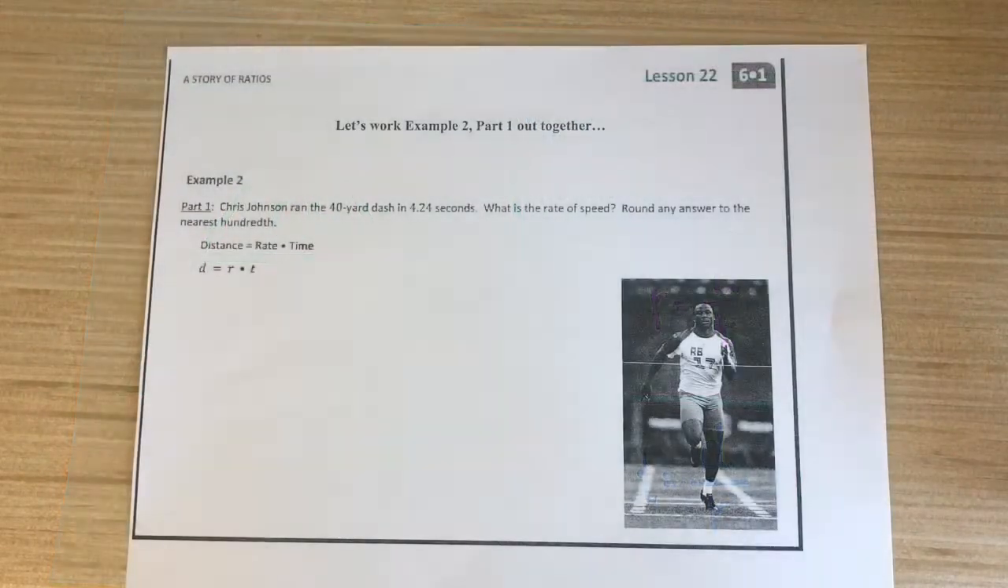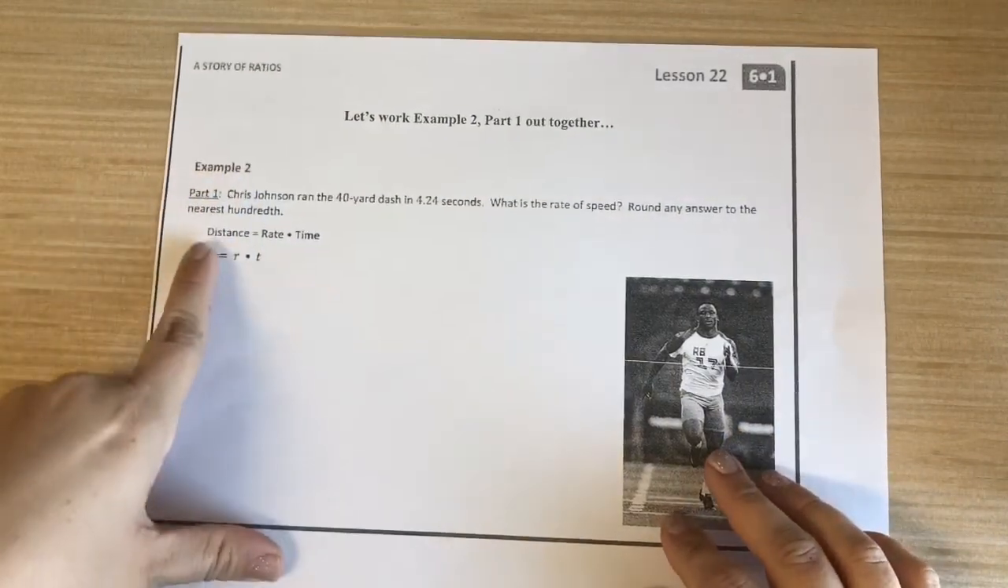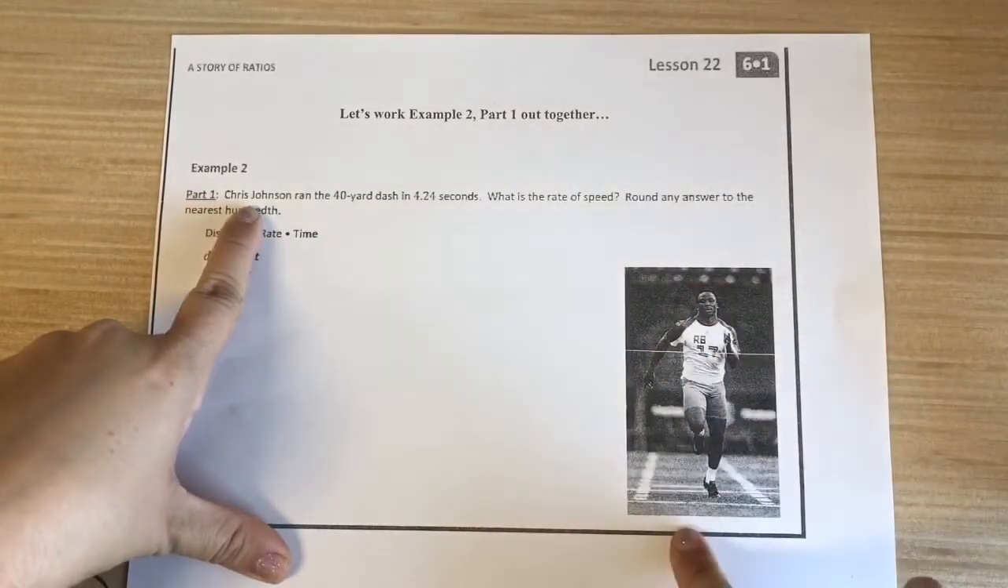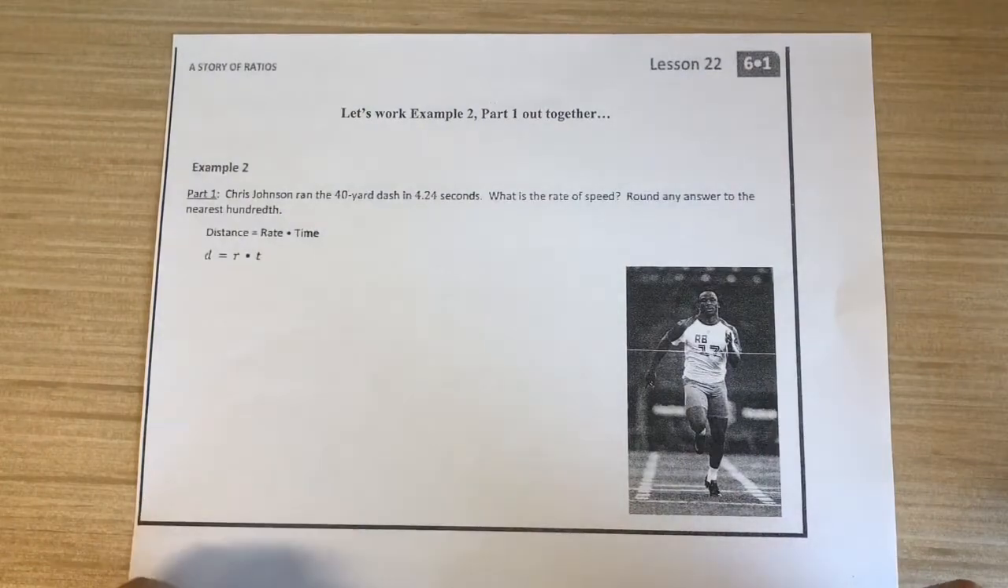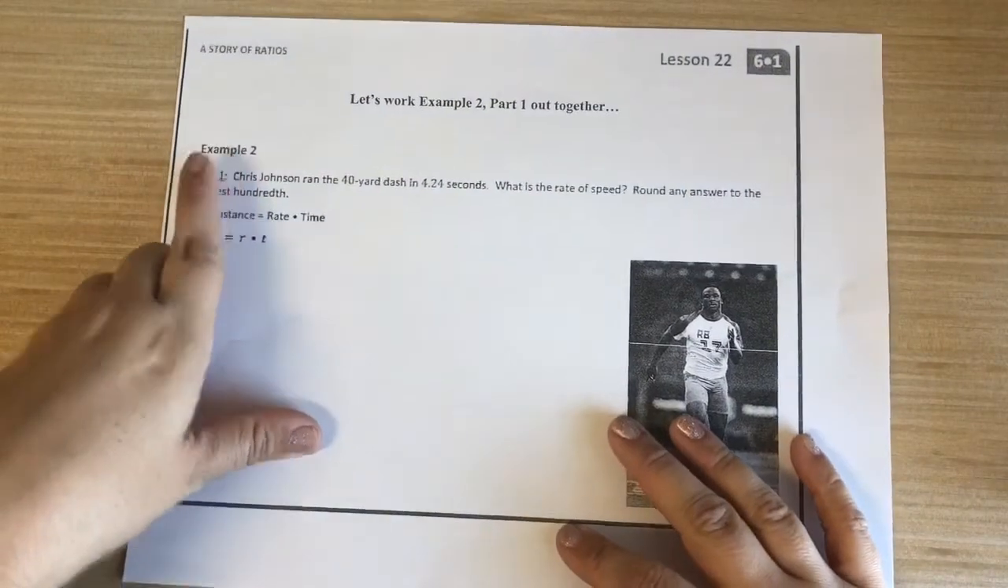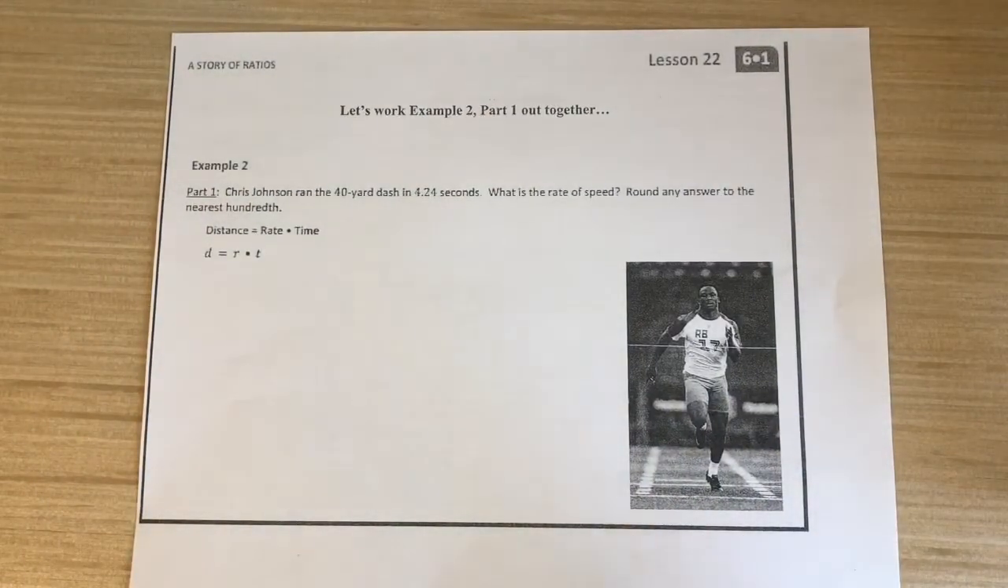All right, so you are going to skip to, you want to find example 2, and it says part 1, it's talking about Chris Johnson, and he's a runner, so you should maybe see his picture. I don't actually know what your copy would look like, but example 2, part 1, Chris Johnson. That's what we're skipping forward to. Chris Johnson ran the 40-yard dash in 4.24 seconds, or 4 seconds and 24 hundredths of a second. What is the rate of speed? Round any answer to the nearest hundredth.